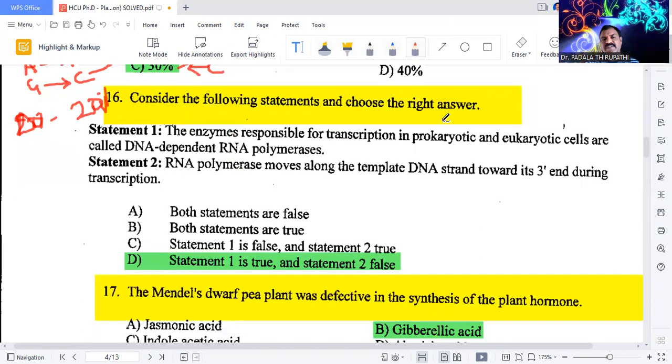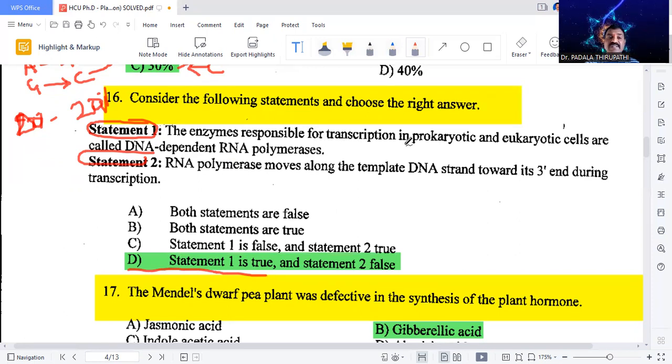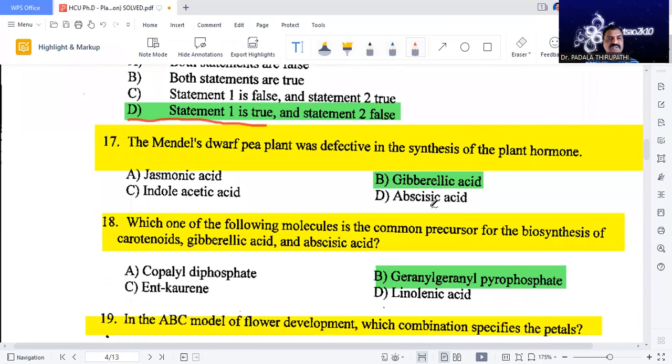Consider the following statements and choose the right answer. Statement 1: the enzymes responsible for the transcription in prokaryotic and eukaryotic cells are called DNA-dependent RNA polymerases. Statement 2: RNA polymerase moves along the template DNA strand towards its 3' end during transcription. Here, only statement 1 is true. That is, the enzymes responsible for transcription in prokaryotic and eukaryotic cells are called DNA-dependent RNA polymerases. So this is true, whereas statement 2 is false.